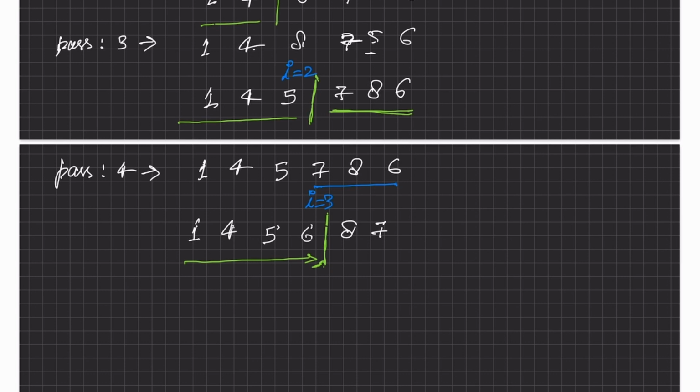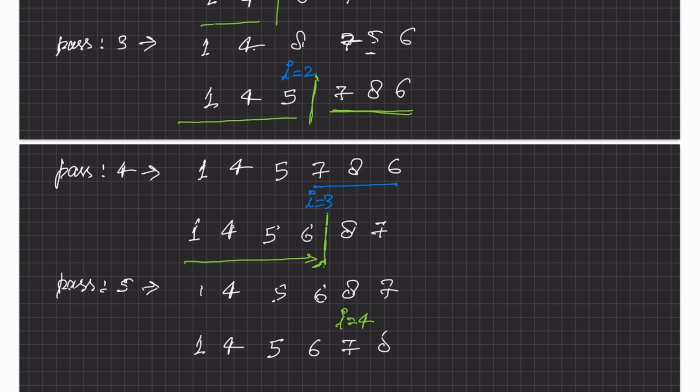Only two elements are left in this array, so we will perform the same thing, one by one. Pass 5. At pass 5 we can see, we'll write the same elements 1 4 5 6 8 7. Now at the position I is equal to 4, I will perform the same thing, and you can clearly see that the element 7 is the smallest element compared to 8. So the result would be 1 4 5 6 7 8.